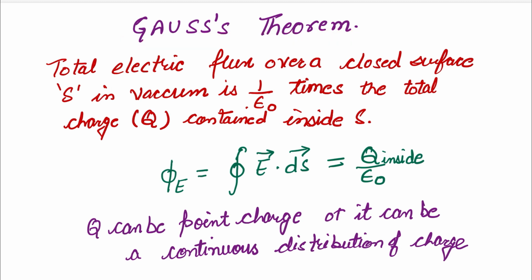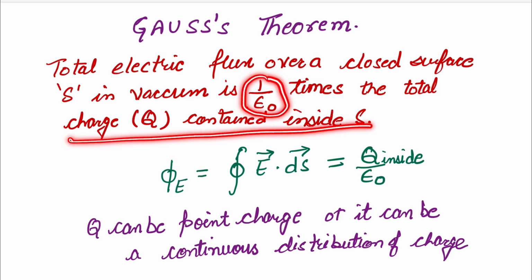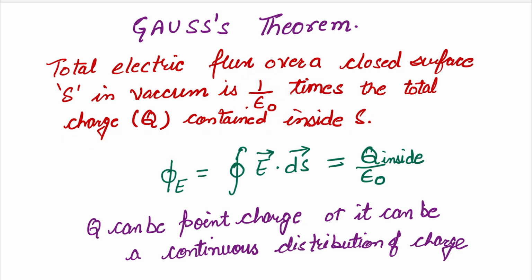Gauss theorem. Gauss theorem states that the total electric flux over a closed surface when it is placed in vacuum is 1 upon epsilon naught times the total charge Q contained inside that surface. Suppose you have a surface in which plus Q charge is contained, then the electric flux phi E will be given as Q inside that surface divided by epsilon naught.